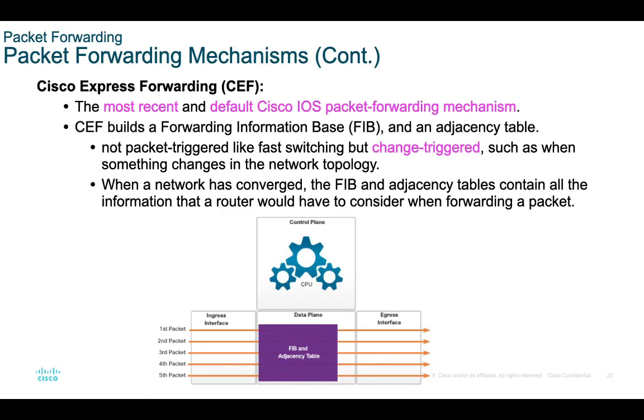CEF has a forwarding information base for all known sources and destinations inside its table, so it doesn't need to look inside the IP routing table. It only needs to change when there is a network topology change, which means there is new data and so on. Most of the time, when the network is converged, the FIB and adjacency table contain all the information that the router would have to consider when it needs to forward a packet. So it's faster compared to fast switching and process switching.